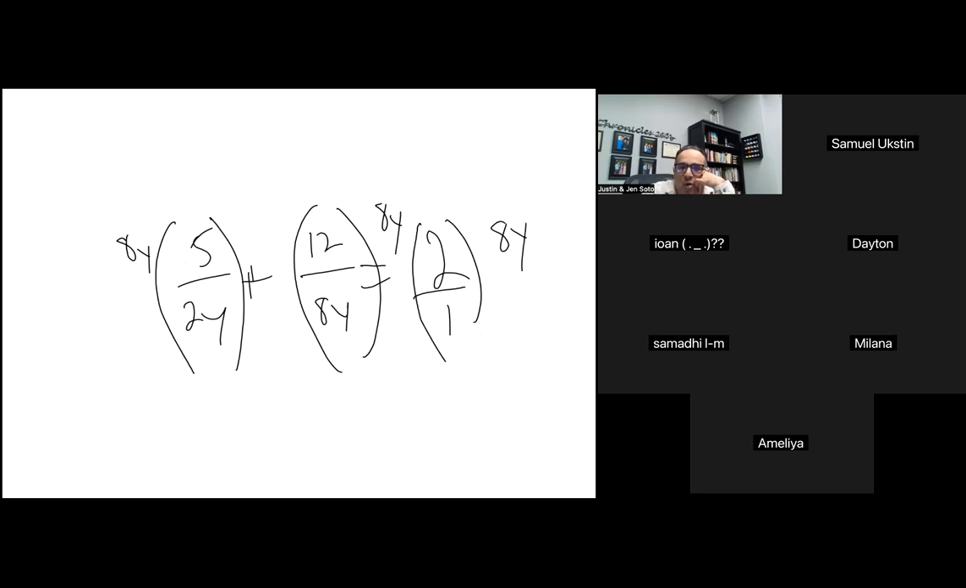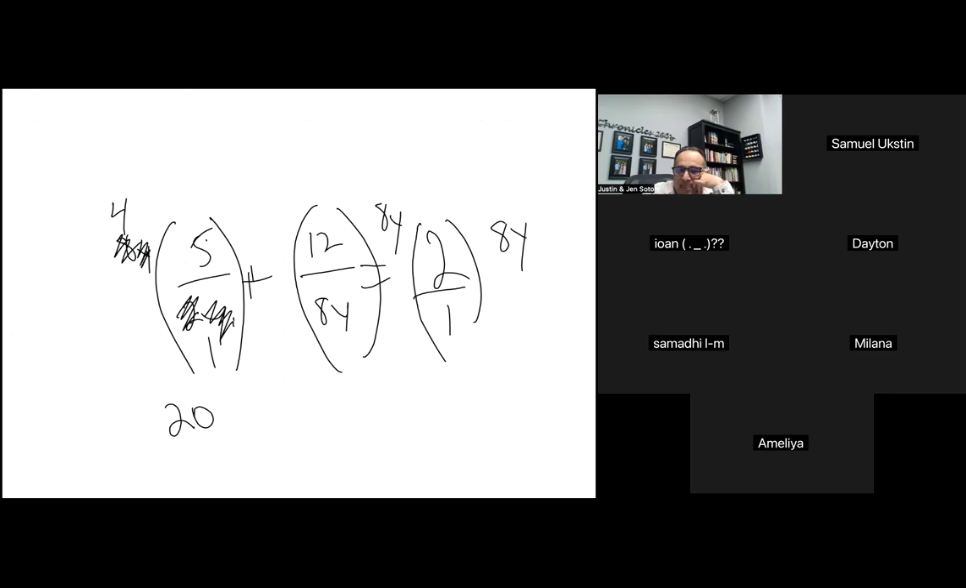Now watch, Dayton. Y over y cancels out. 2 over 8 reduces to 1 over 4. So my 8y here and my 2y here have been reduced to 4 over 1. So now I'm just 4 times 5 is 20. It's right here, the 5 is here. 4 times 5 is 20. The 5 didn't clear out. So the 5's still there. 4 times 5 is 20.